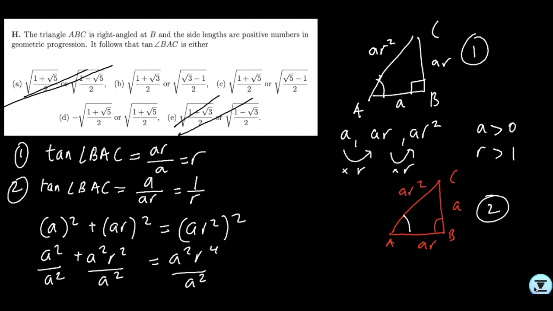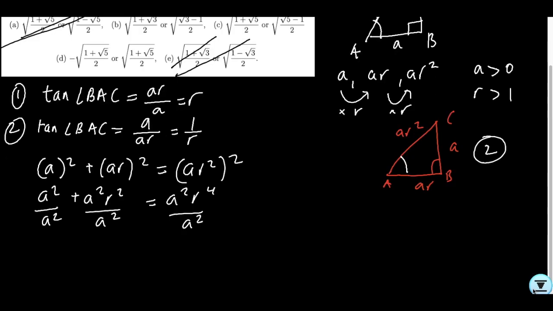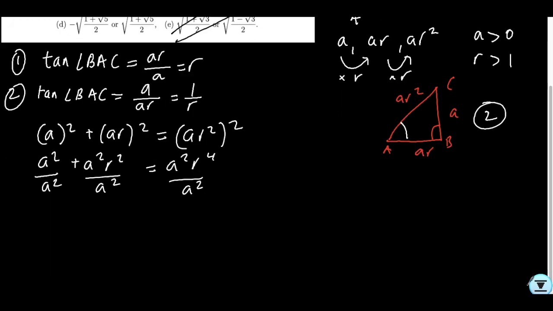And now what I'm going to do is simplify this to give me 1 plus r squared equals r to the power 4. And you might look at this and think, what is this? This is not a quadratic, it's a quartic. We've got a power of 4. But if I bring everything over to the other side to give me r to the power 4 minus r squared minus 1 equals 0, I'm going to say that you can write this as a quadratic.